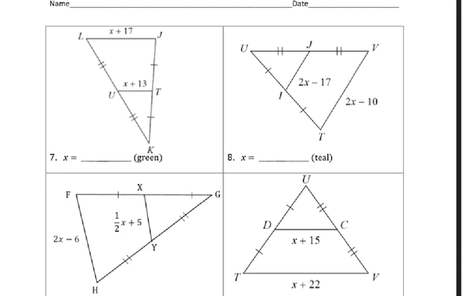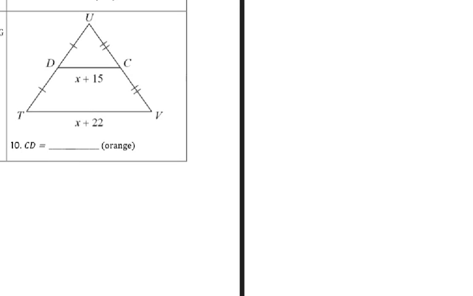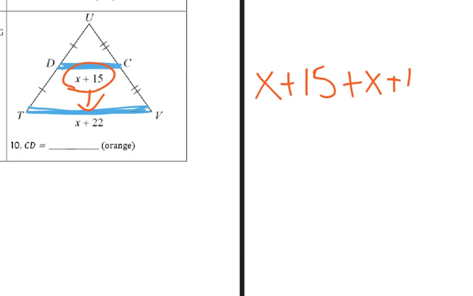Okay, let's try a little bit harder one. So on the next page, we'll just do the last one together, number 10. So if I'm looking at number 10, this is what I know, that this length, line segment DC, is half the size of line segment TV. Or I could say 2 of these would equal that, which is what I'm going to say. So 2 x plus 15s would equal 1 x plus 22.